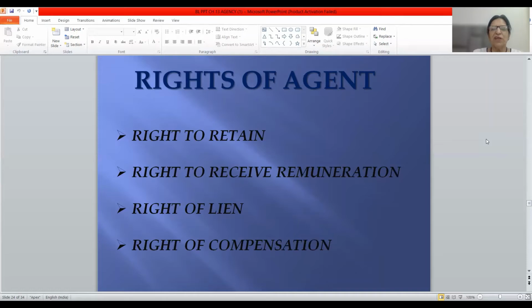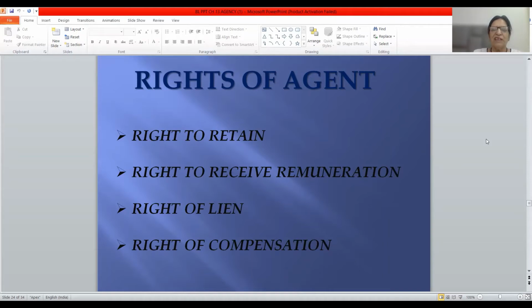Right to receive remuneration. He is not doing the work without salary or remuneration. Whatever amount has been settled between the two as per agreement, the agent has a right to receive that remuneration. So agent must be given the remuneration. So this is the duty of the principal. Principal must pay the reasonable remuneration to his agent.